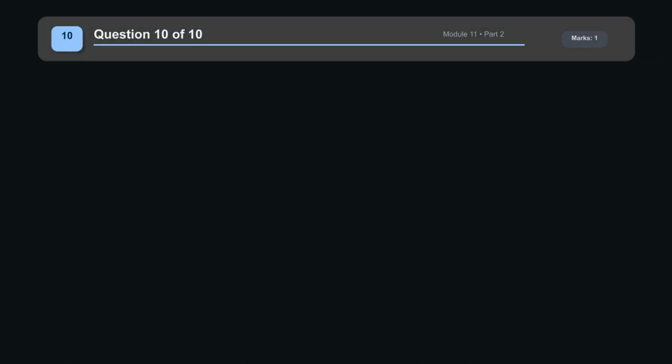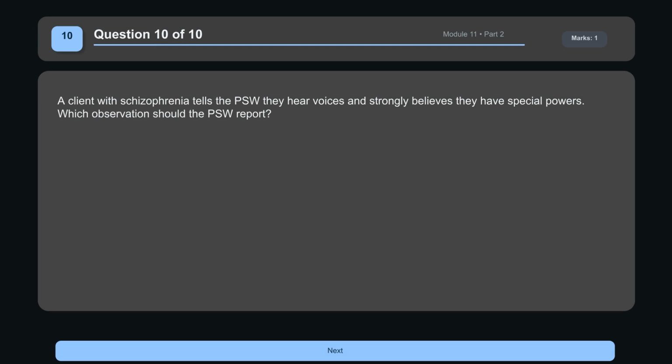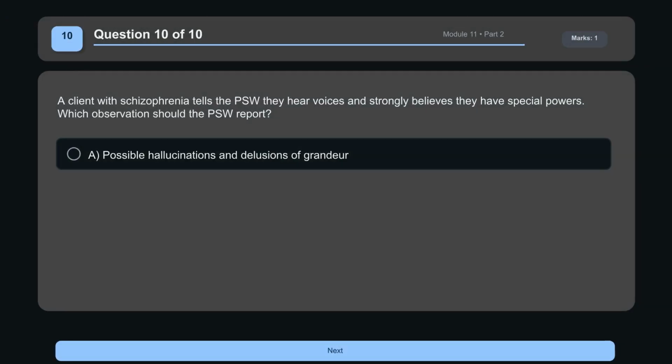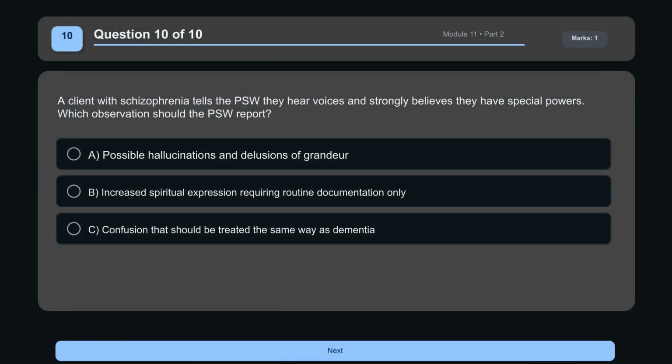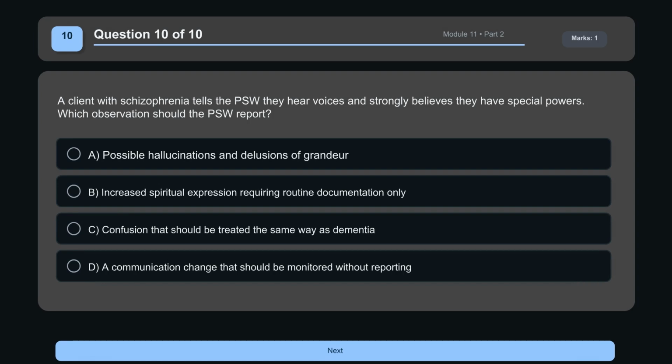Next is question 10. A client with schizophrenia tells the PSW they hear voices and strongly believes they have special powers. Which observation should the PSW report? Option A, possible hallucinations and delusions of grandeur. Option B, increased spiritual expression requiring routine documentation only. Option C, confusion that should be treated the same way as dementia. Option D, a communication change that should be monitored without reporting. Take a moment and choose the best answer.